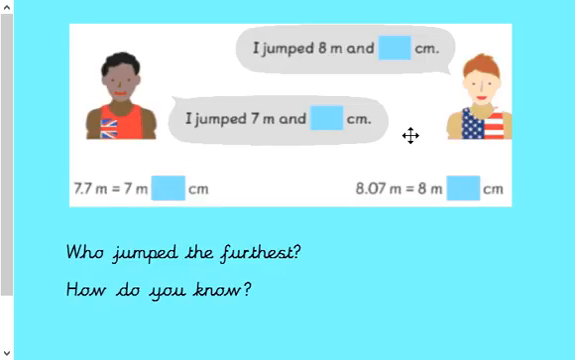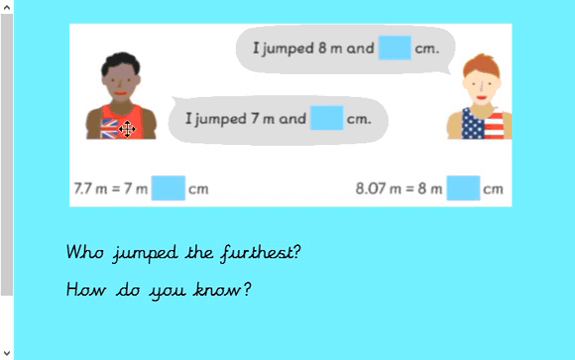So the question here is saying, who jumped the furthest and how do you know? Well, this chap here has jumped 8.07 meters. So how many meters and how many centimeters? Well, we know that there are 8 whole meters. So we've got that up there, look. And then we don't have anything in the 10 centimeter column there, the tenths column. So we know that there are no tenths, but we do have 7 in the hundredths column. Well, 0.07 would be 7 centimeters. So he's jumped 8 meters and 7 centimeters.